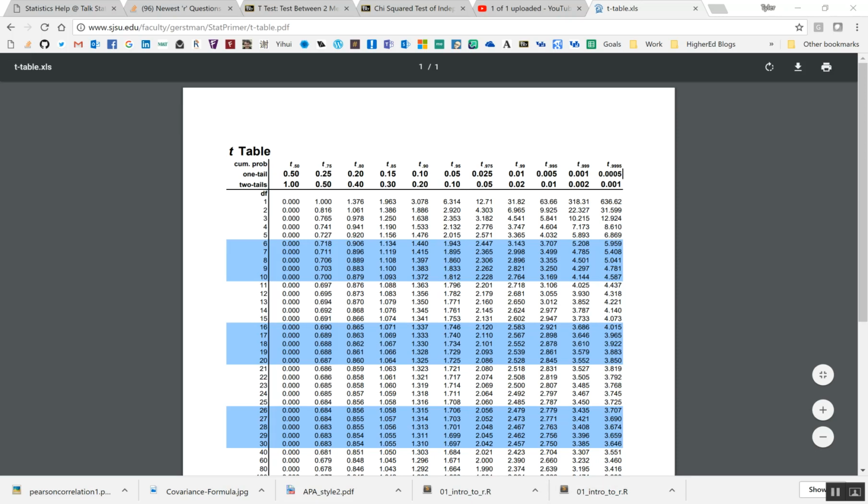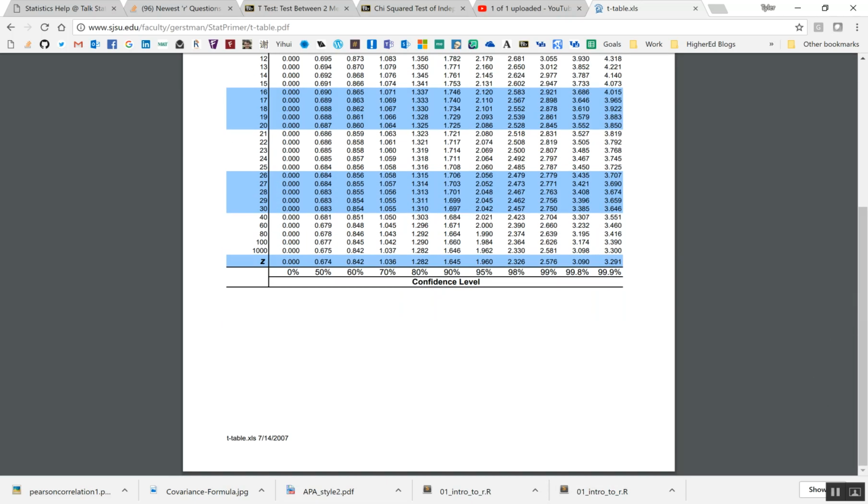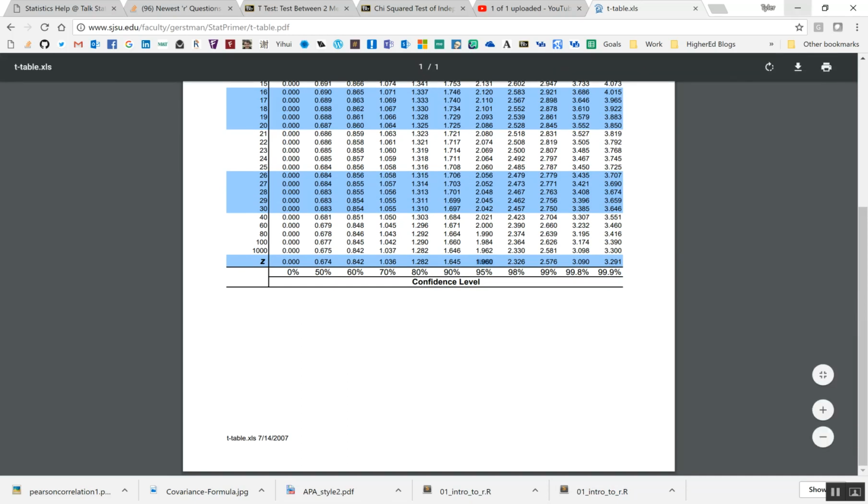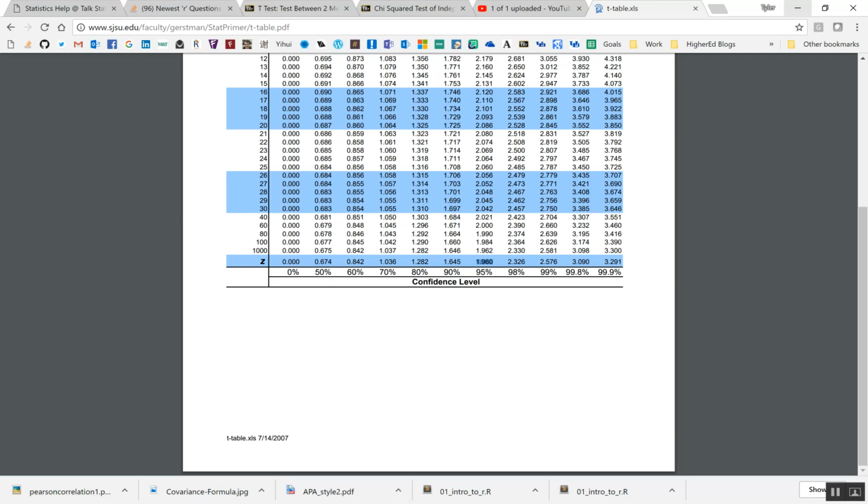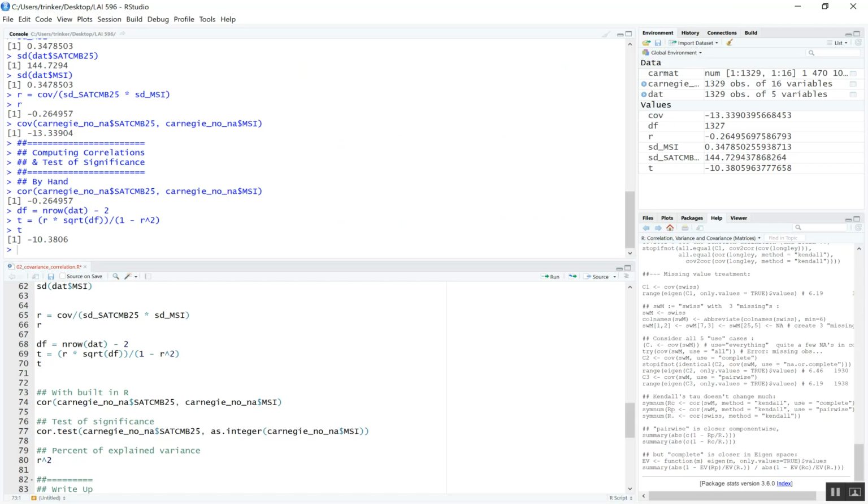We want two tails for 95% confidence. So we come down here. We can see with over 1,000 values for our degrees of freedom, it approximates the normality. So we need a score bigger than 1.96 for a t-score, which we are well beyond. So this is definitely a significant difference between these two groups.